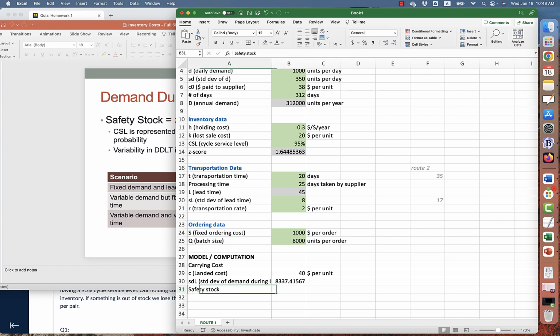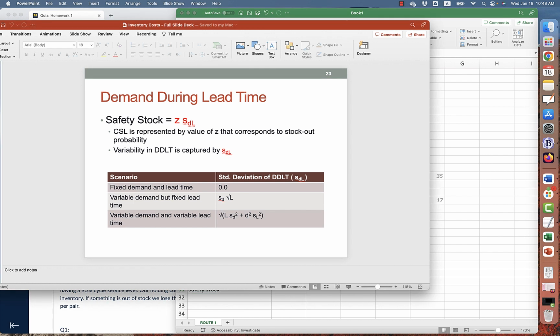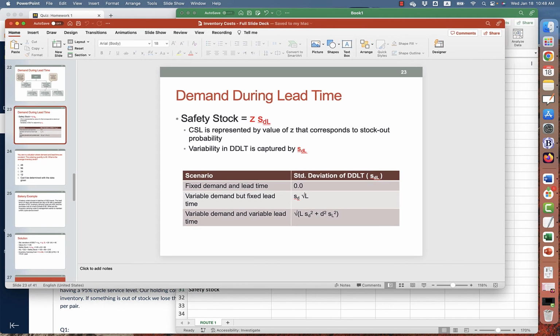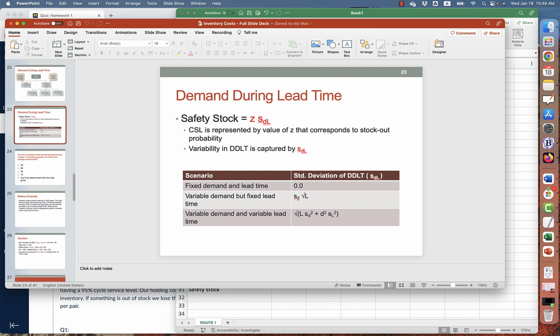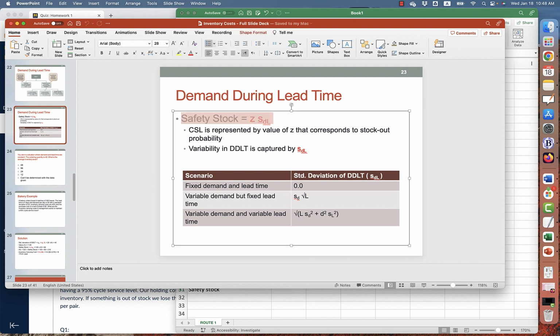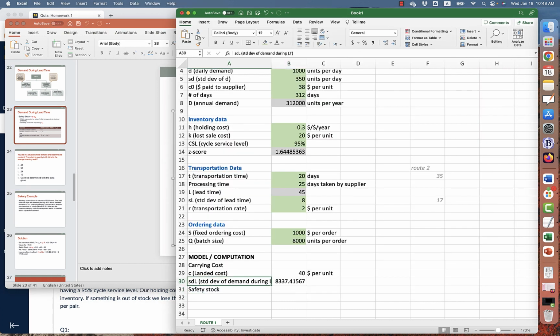This is an intermediate calculation. You don't really need it. You can go directly to the carrying cost, but I like to capture it because I like to compare how the safety stock is impacted by different transportation decisions. So safety stock is just the z-score times SDL. We have already computed SDL, so we just multiply this by the z-score, which we also computed here. And so we get the safety stock.